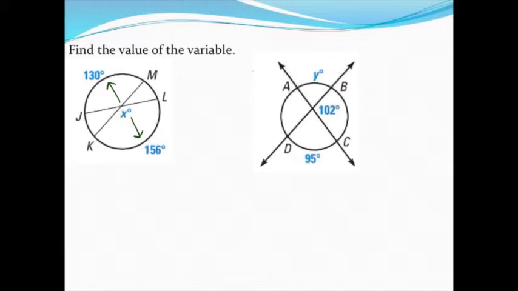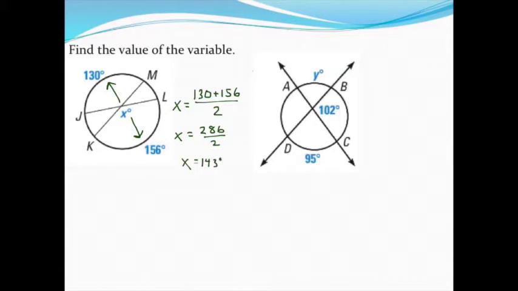So, as I said, the measure of that angle is equal to half of the sum of the two arcs it intercepts. So 130 plus 156, and then divided by 2. That's going to be our formula anytime the angle we're looking at is formed inside of the circle. So, adding up the numbers in my numerator, I get 286. Half of 286 gets me an angle of 143 degrees.